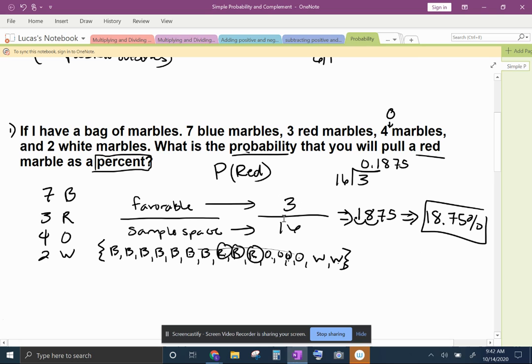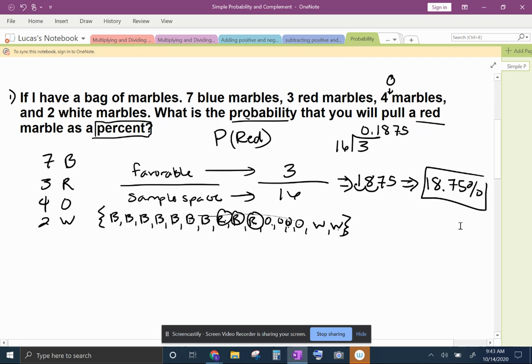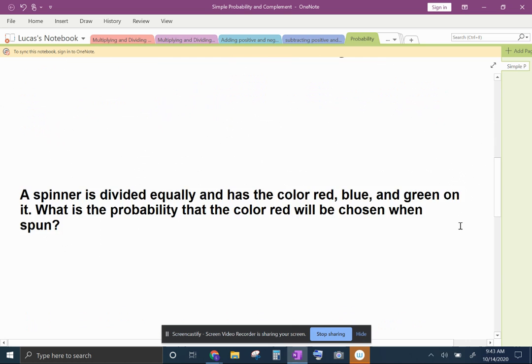Okay. So the important thing is, to be masterful at this type of problem, you have to master how to set this up, but also how to turn this fraction into a decimal and a decimal into a percent. You have to have that mastered and understand that. Okay, so let's go over the next one.